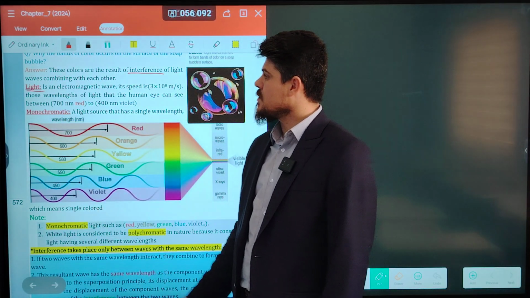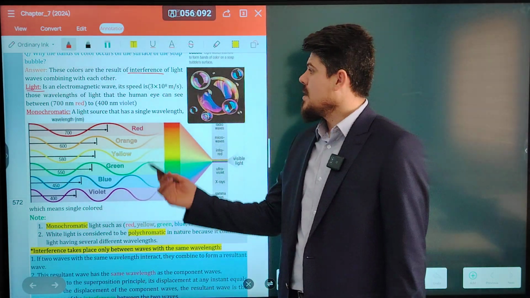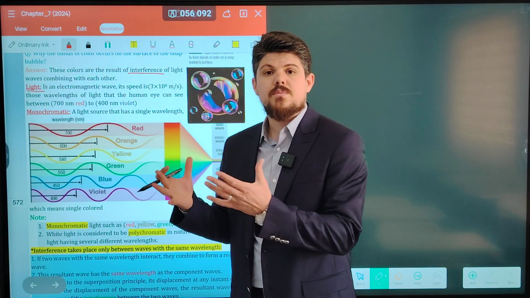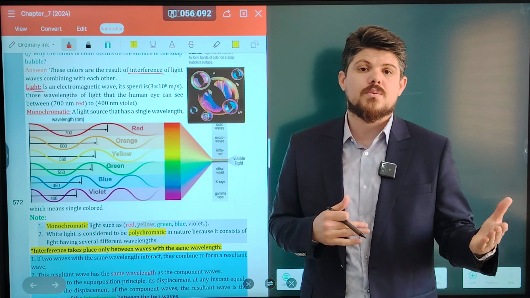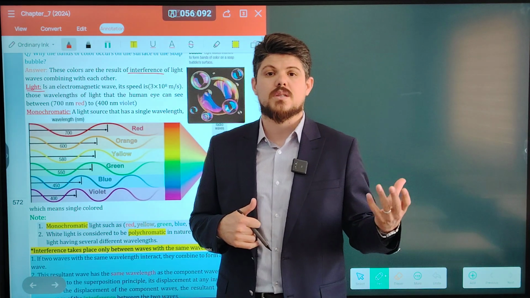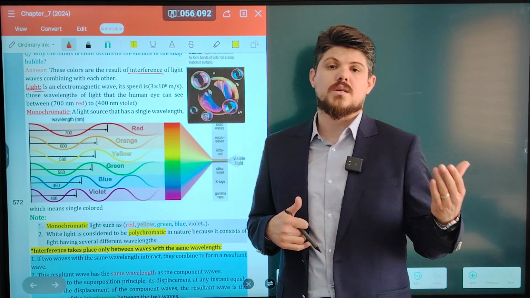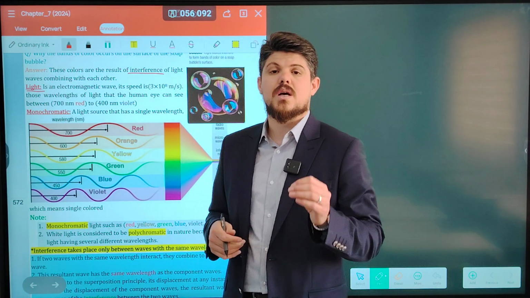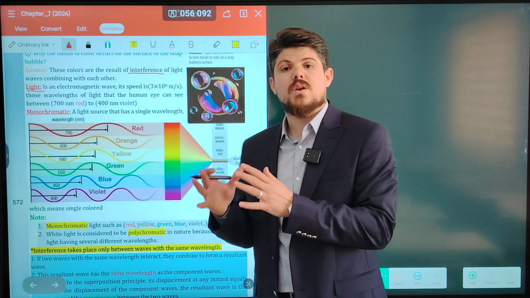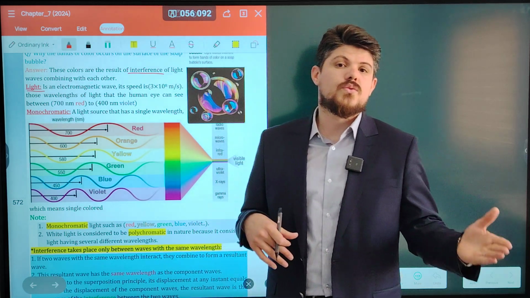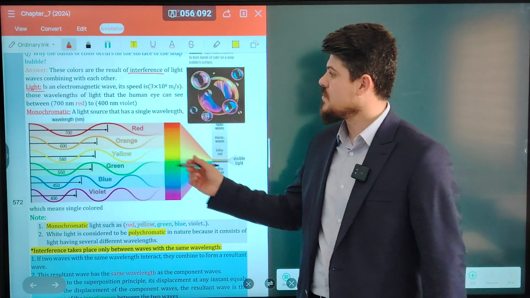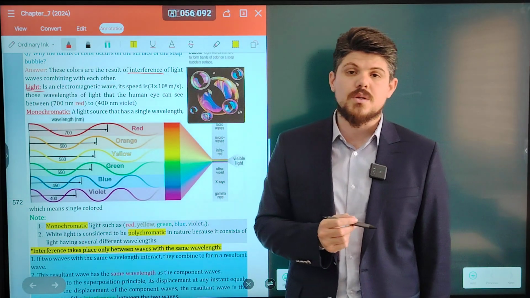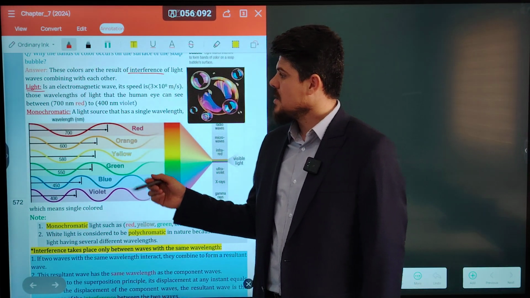Light is the visible part of the electromagnetic radiation, and the human eye can detect the colors and light waves from 700 nanometers, red, to 400 nanometers, violet.